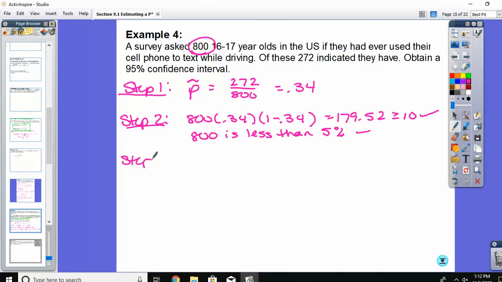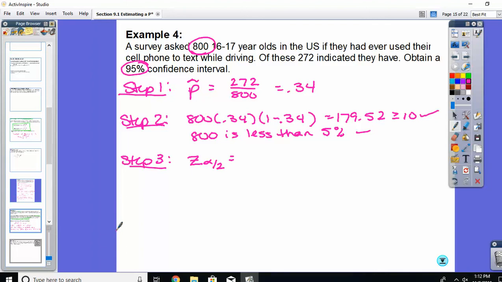Step 3. We need to figure out our z alpha over 2. Okay, so 95% confidence interval. That means 95% falls in the middle. So how much is left for the ends? So it's 5. 95% in the middle. So there's 5 total divided by 2, and each one gets 2.5%. Okay, so that means we just go with the positive one.